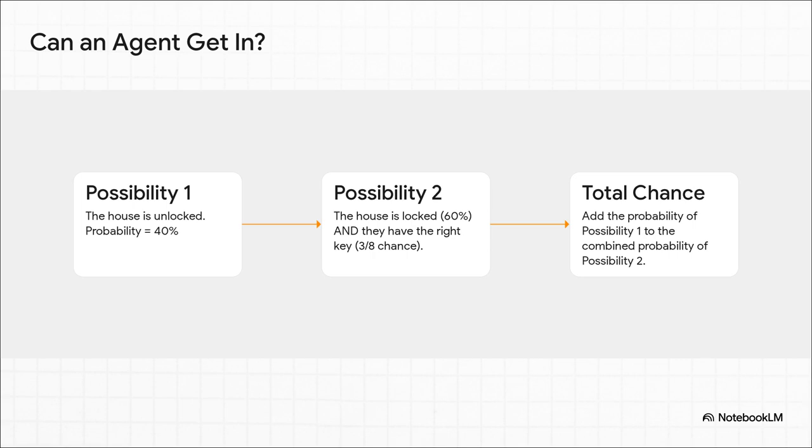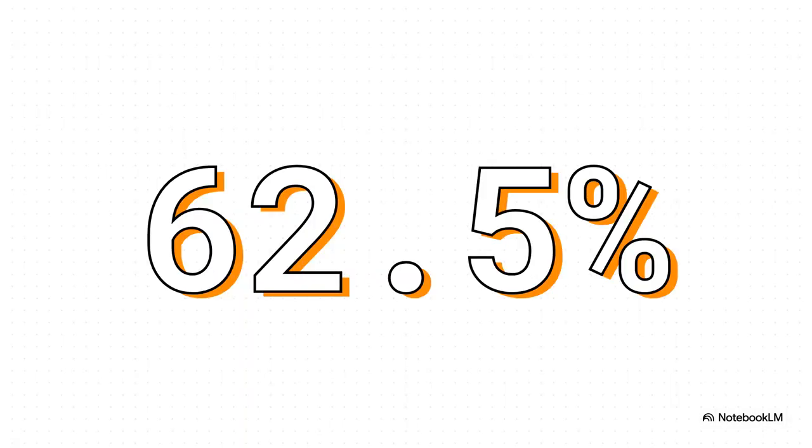Either the house is already unlocked, or it's locked and they happen to have the right key. To solve this, we add the probability of the first path, that 40% chance it's unlocked, to the probability of the second path. For that second one, we multiply the chance it's locked by the chance they have the right key. Put it all together, and they have a 62.5% chance of getting inside.